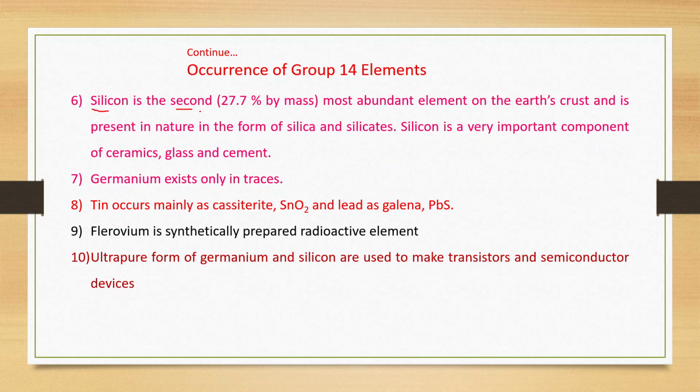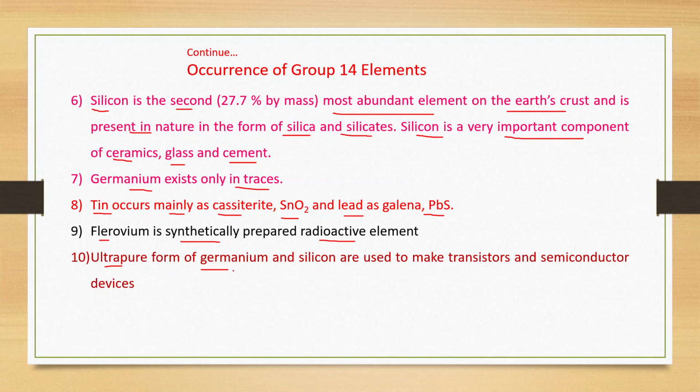Silicon is the second most abundant element in the Earth's crust and is present in nature in the form of silica and silicates. Silicon is a very important component of ceramics, glass and cement. Germanium exists only in traces. Tin occurs mainly as cassiterite, SnO2, and lead as galena, PbS. Flerovium is a synthetically prepared radioactive element. Ultra pure forms of germanium and silicon are used to make transistors and semiconductor devices.